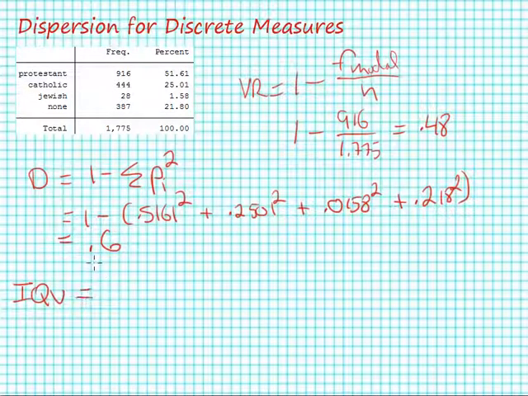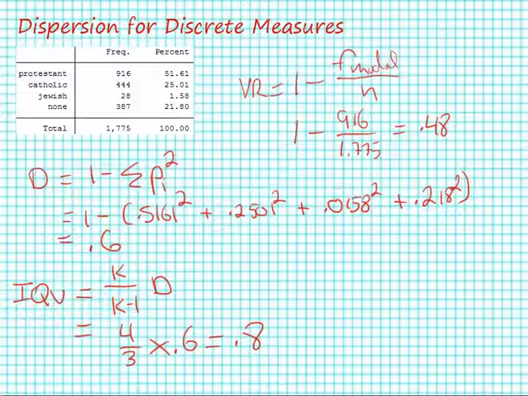Our last measurement is the index of qualitative variation, the IQV. And the formula for that is K over K minus 1, where K is the number of categories. In this case, I've got 4 categories: Protestant, Catholic, Jewish, and none. And I multiply this by the diversity index, which we just calculated. So this is pretty simple. Since I've already done the diversity index, this will be 4 over 3 times approximately 0.6, and that gives me 0.8.